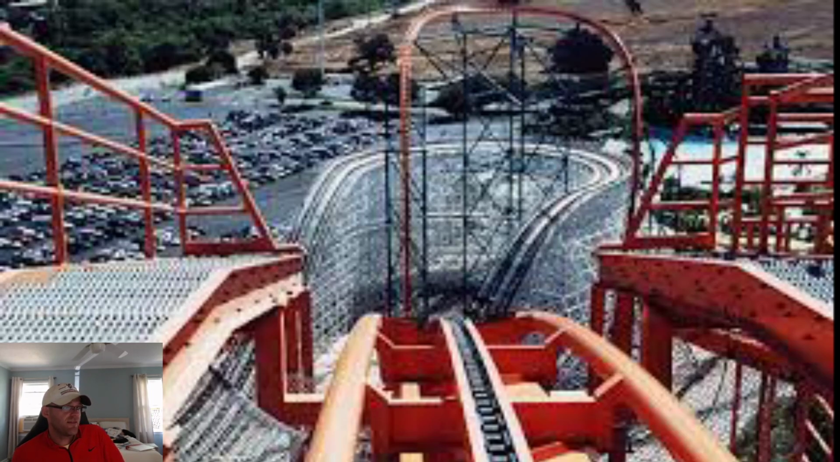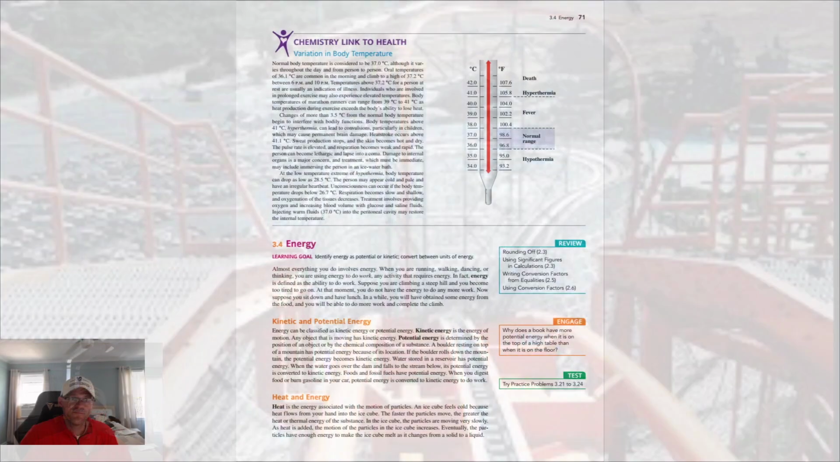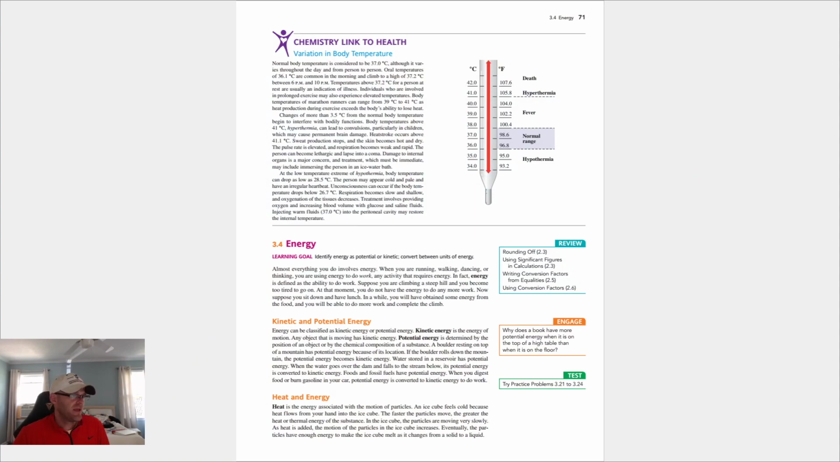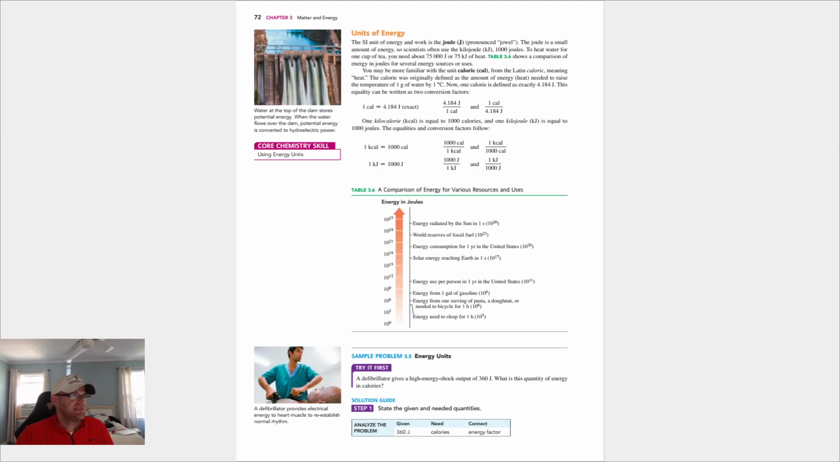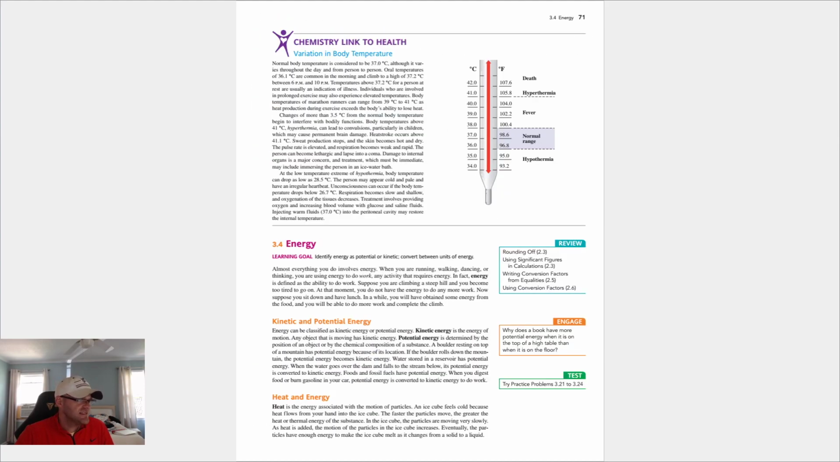So when we talk about these energies in terms of chemistry, we're talking about them in terms of the atoms. So this is what I mean. The kinetic energy of an atom is measured as heat. Heat is the energy associated with the motion of particles. So I said that kinetic energy is the movement, the energy associated with the movement.